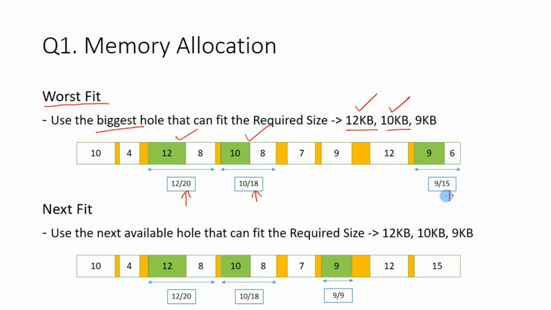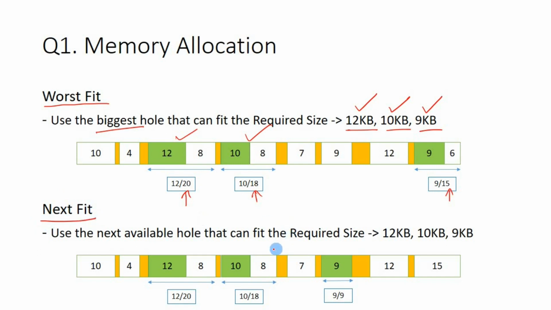So out of the 15 kilobyte hole, I will take 9 and 6 will be empty. The worst fit strategy is to take the biggest hole that I can find for the memory that I require at that time. Next fit. How does next fit work?